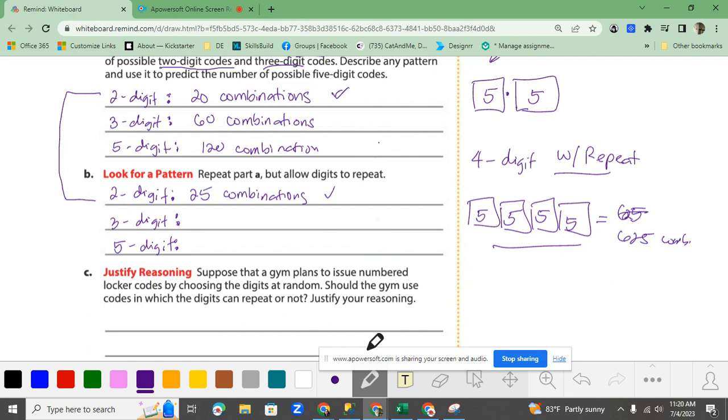Okay. Once you answer your three digit and five digit, you can also compare them. Three to three, and then five to five, and see which one is the same. Is the one with repeat always have more combinations? And then from there, you can reason which one would be harder to guess. Would it be harder to guess if you can repeat or not? Okay. All right. Good luck with your assignment.